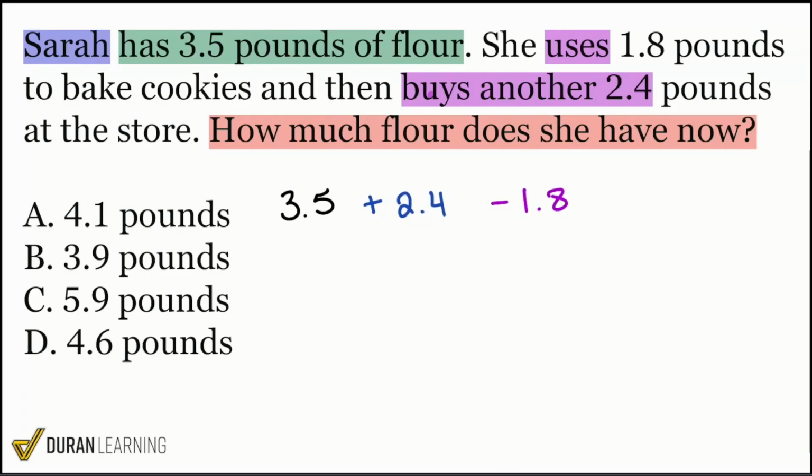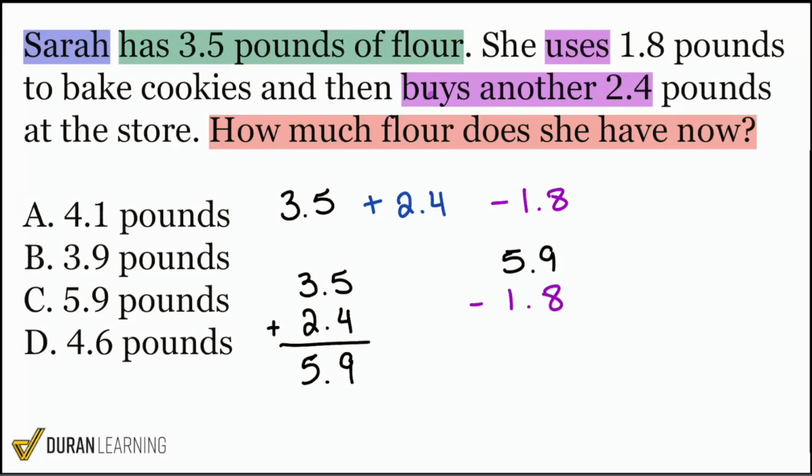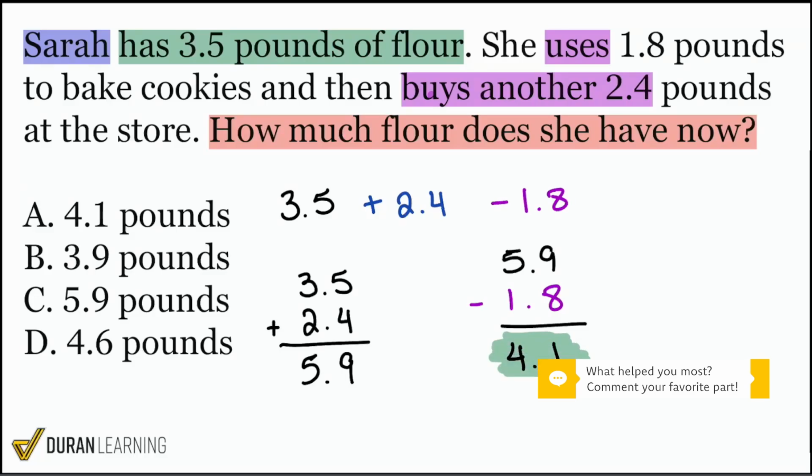Take a look. This is going to make things slightly easier because when I add 3.5 and 2.4, look at what this helps me out with. 0.5 and 0.4 makes 0.9. 3 plus 2 makes 5. So we have 5.9. And when I subtract the 1.8, notice that I don't have to borrow anything because I can straight up go 9 minus 8. And we all know that that's going to be 1. And so then 5 minus 1 gives us 4. And so our final answer is going to be 4.1. And there we are. Booyah, nice and easy. 4.1 pounds, which is answer choice A.